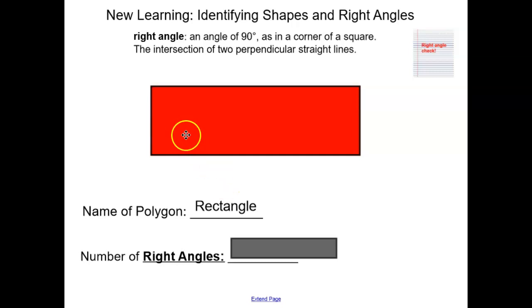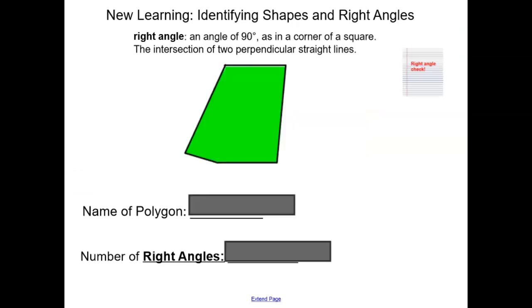Count them. 1, 2, 3, 4. You are right. All of the angles in this rectangle are right angles because look, they're all perpendicular straight sides that come together. I don't even need to use my checker for that one.